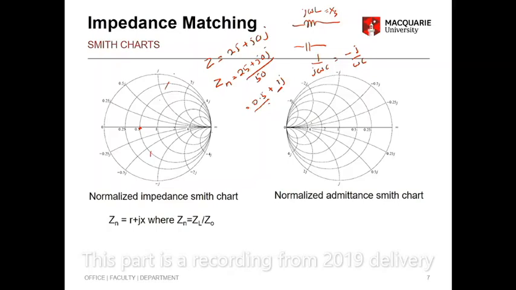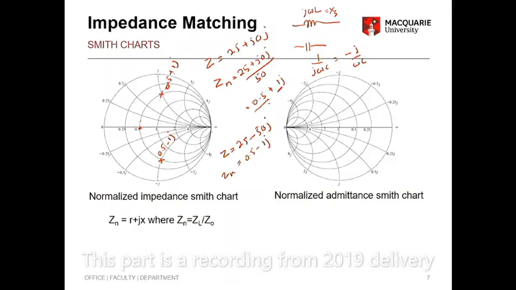So now for the same example, if I have 25 minus 50j, and if I normalize it, dividing by 50, I get 0.5 minus 1j. So I'm on the same circle, but I'm down here. So this represents 0.5 minus 1j, right? And if I'm here, it represents 0.5 plus 1j.